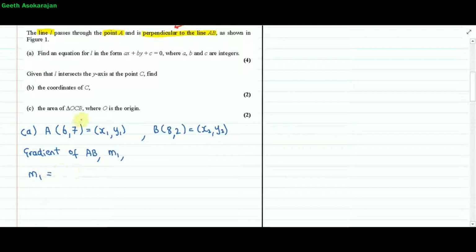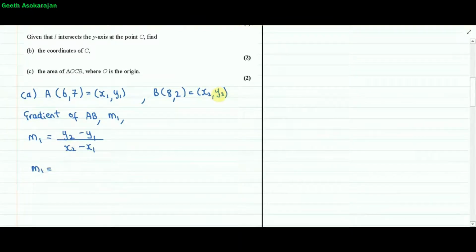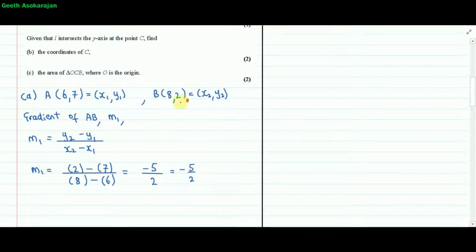So m1 is equal to, if we have 2 points, to work out the gradient, the formula is y2 minus y1 divided by x2 minus x1. So I've named my points, so let's substitute the data in. y2 corresponds to 2, minus y1, y1 is 7, divided by x2, which is 8, minus x1 being 6. So 2 minus 7 is -5 on the top, divided by 8 minus 6, which is 2 on the bottom. Let me leave it as -5 over 2, being the gradient of AB.